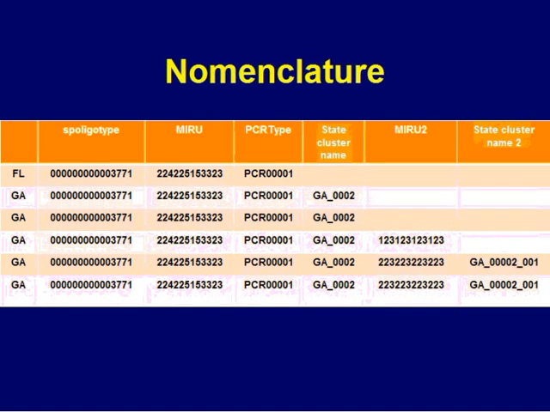These naming conventions were put into place prior to the expansion of MIRU-VNTR to 24 loci. To incorporate the new results into the state cluster name, as two isolates within a state have the same spoligotype, MIRU-1 and MIRU-2 results, as soon as that is identified, a state cluster name 2 is defined. These state cluster name 2s subcluster within the original state clusters to provide you with continuity with results obtained prior to 2009.